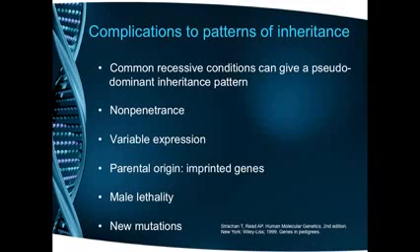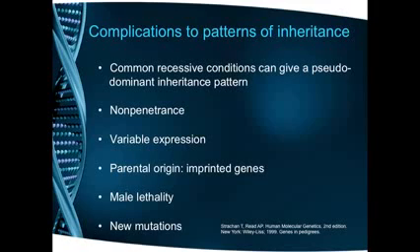Variable expression is something that is seen in autosomal dominant as well as in autosomal recessive conditions. It just basically means that in different individuals, there can be different disease severity. And that's a term that comes back over and over again in a variety of different conditions. Then also, you don't get Mendelian inheritance when there are imprinted genes. That's important in conditions such as Beckwith-Wiedemann, Angelman syndrome, and Prader-Willi syndrome, where it is really important which parent actually transmitted the mutation and which had the silenced gene.